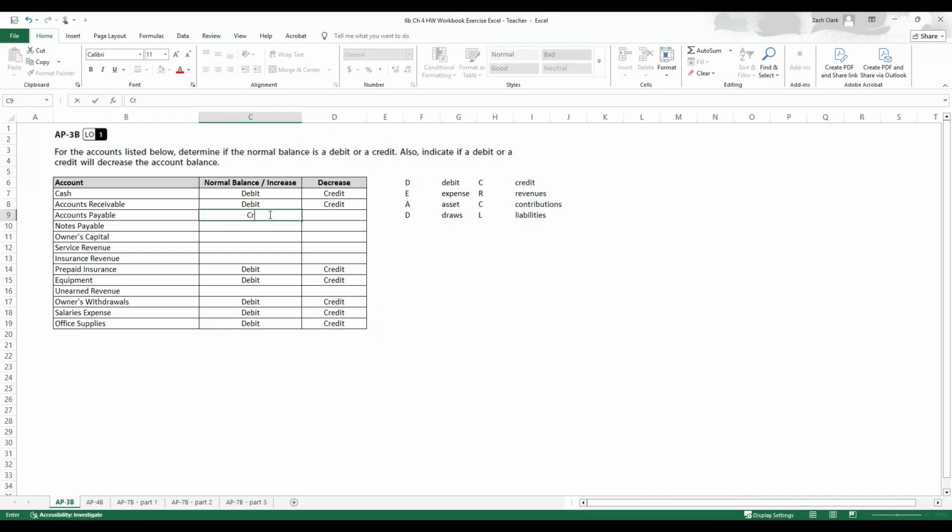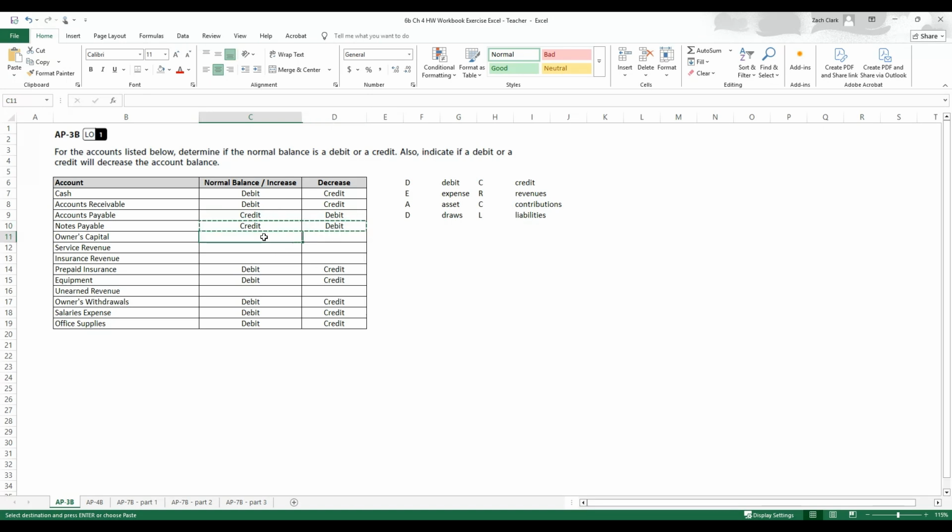Okay. Now let's look at the next one here. So accounts payable is a liability. It's under the C, so that means it increases with a credit. And by definition, then it decreases with a debit. And then let's go ahead and copy the credit debit combination and just go through. So notes payable is again another liability, so it increases with a credit.